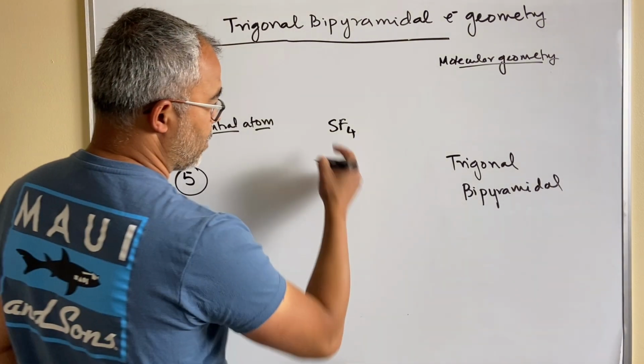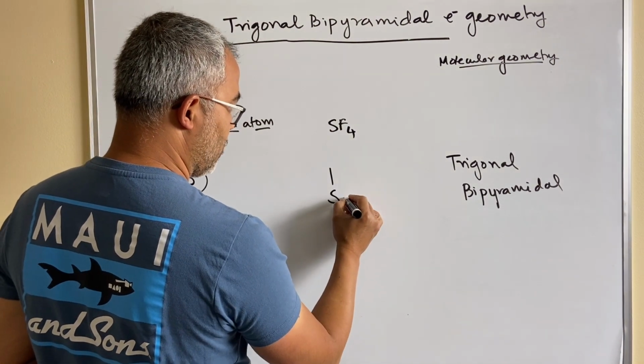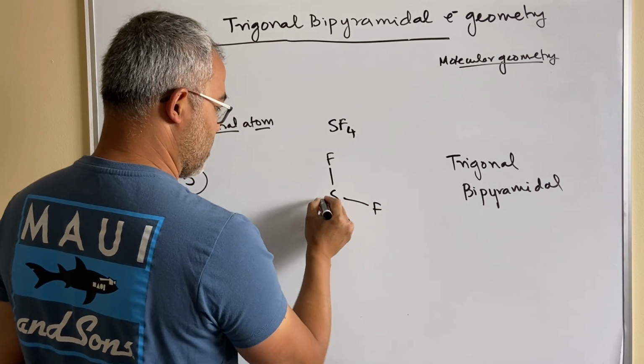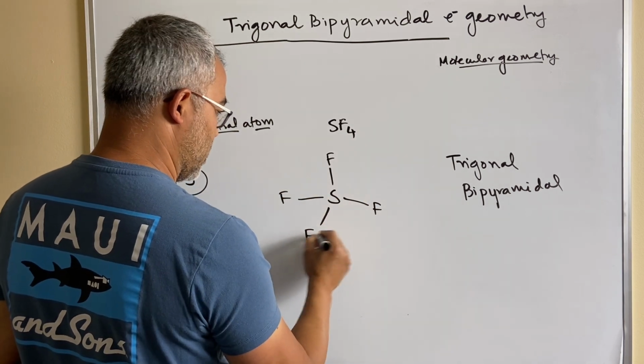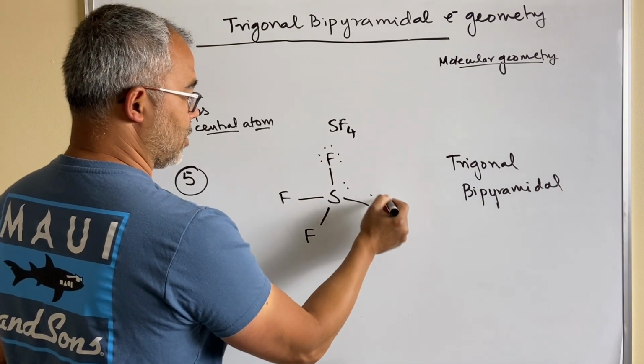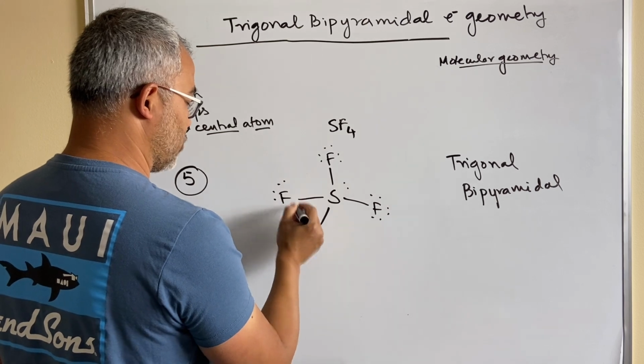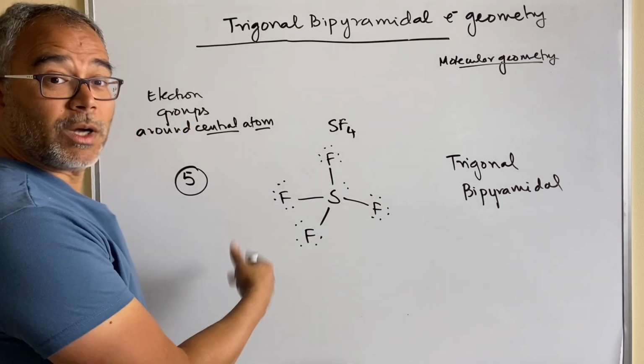So in this example we have SF4, so we're just going to have 4 fluorines. I'm just going to space them out as equally as I can, and then there's a lone pair on the sulfur, and then each of the fluorines also has 6 lone electrons or 3 lone pairs. Okay, so now what shape does this take?